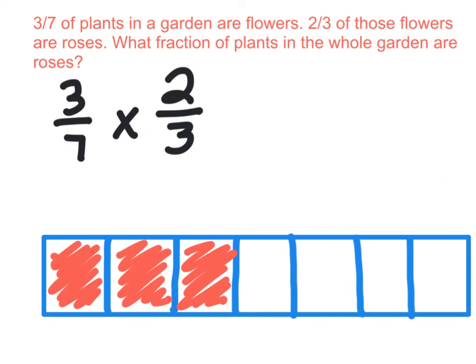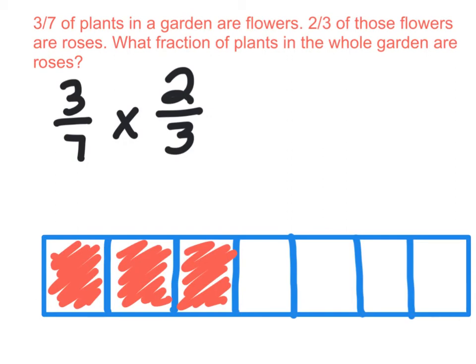Let's try another problem. 3/7 of plants in a garden are flowers. 2/3 of those flowers are roses. What fraction of plants in the whole garden are roses? So again, I started with my first number, my first fraction, and I broke my fraction bar into sevenths, and then colored in 3 of them.